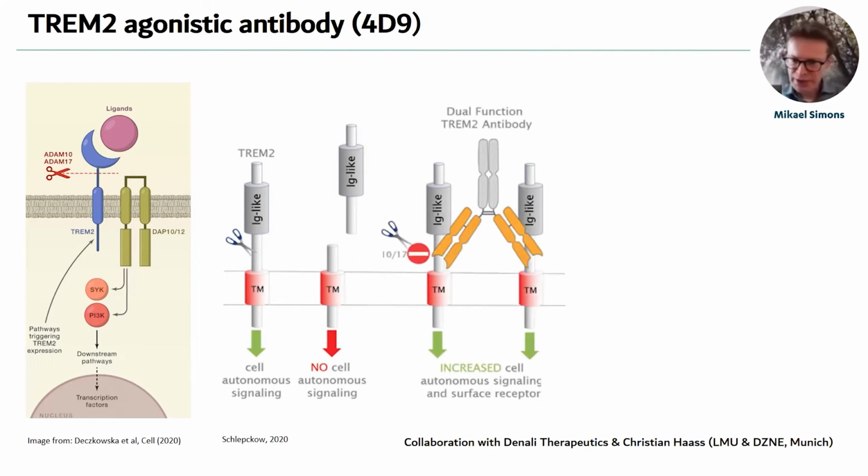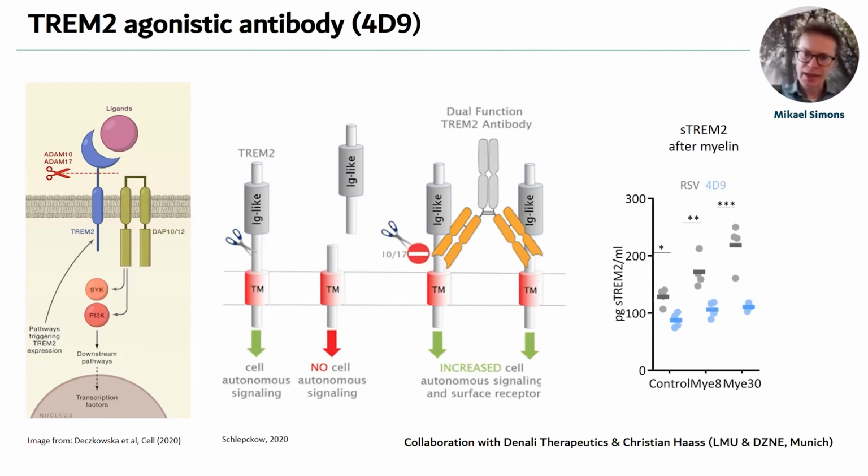So we collaborated here with Christian Haas from our institute and Denali Therapeutics. They had developed an antibody which prevents the cleavage of TREM2. So we used this antibody, and first we tested in cell culture, and we indeed can prevent the cleavage that was induced by myelin debris.